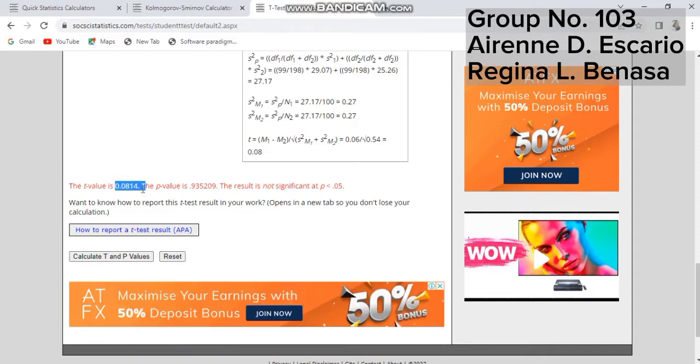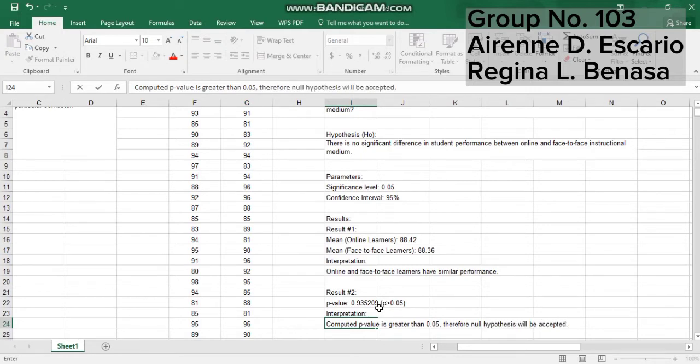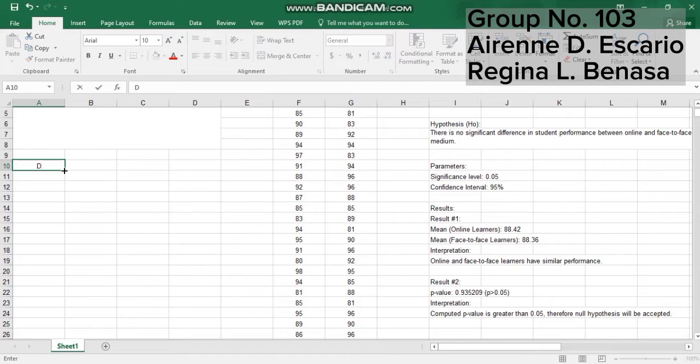Their p-value is 0.935209, which is greater than our significance level of 0.05, which means that our null hypothesis will be accepted. Our data analysis will be as follows.